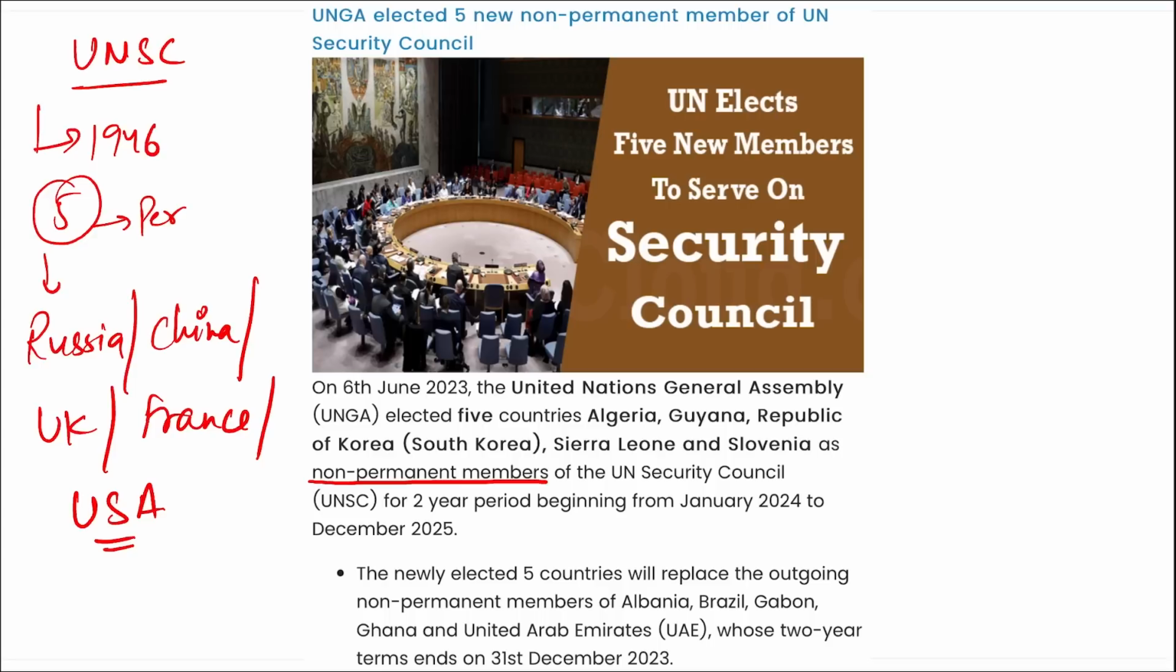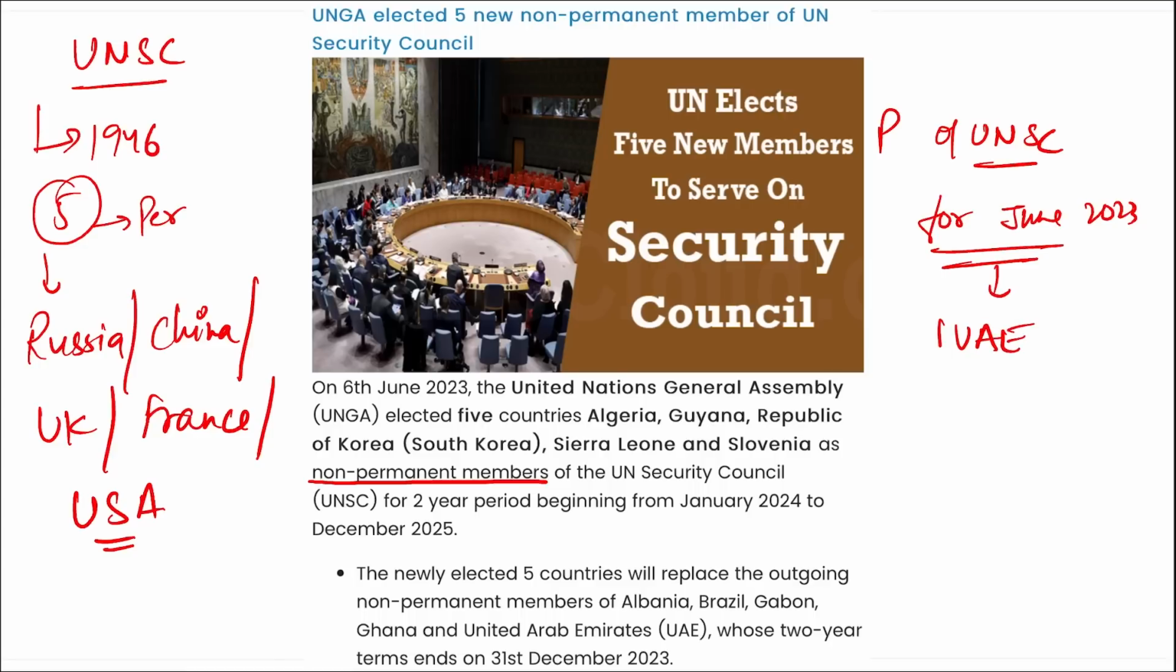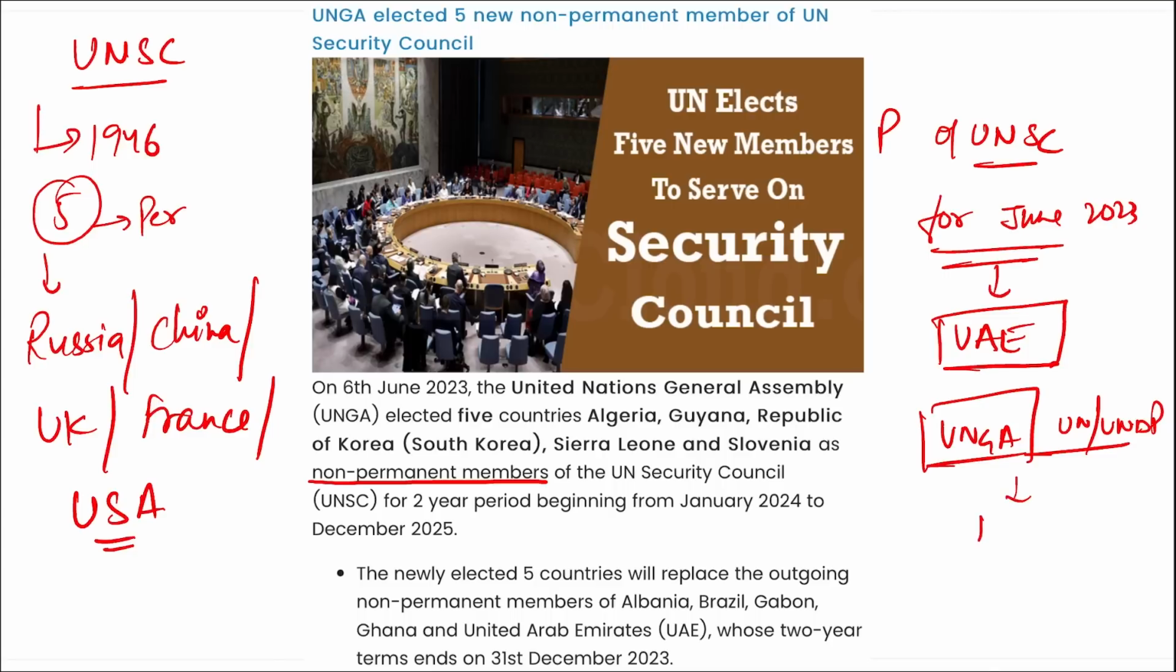Then the President of United Nations Security Council for June 2023. Who is having the presidency of United Nations Security Council for June 2023? It is with United Arab Emirates. Right? Where is the headquarter of United Nations General Assembly, or we say for United Nations or United Nations Development Program? It is in New York. Correct?